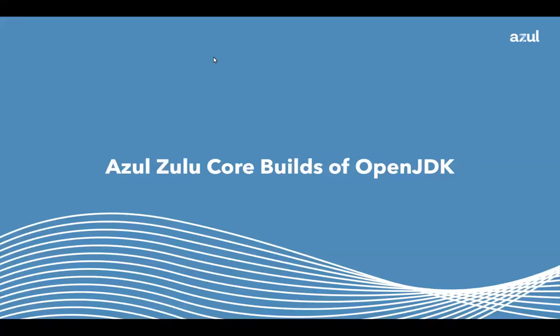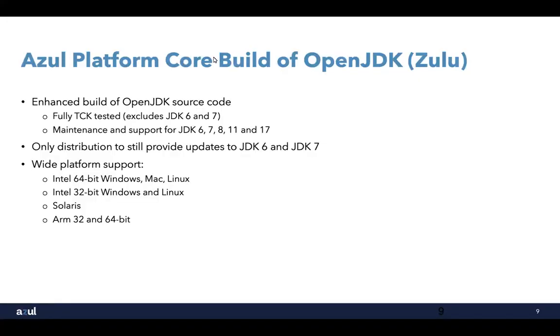Let's talk in a little bit more detail about our Azul Zulu core builds of OpenJDK. So essentially what we're doing here is we are taking the OpenJDK source code and we're building it to create a distribution. And then we run all of the tests on the builds that we create. Now, I have to say here that we provide maintenance and support for all versions that are long-term support. So JDK 6, JDK 7, JDK 8, JDK 11, and JDK 17, and now JDK 21 as well. So that's now a long-term support as well.